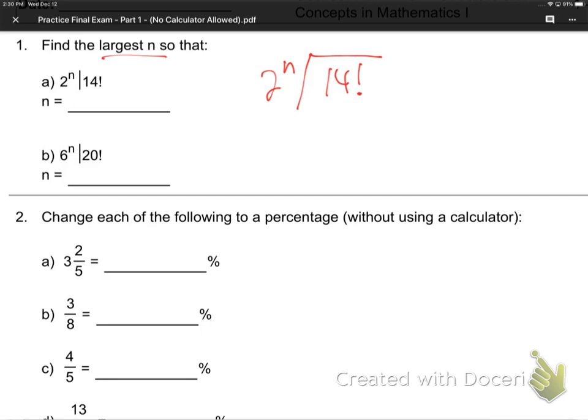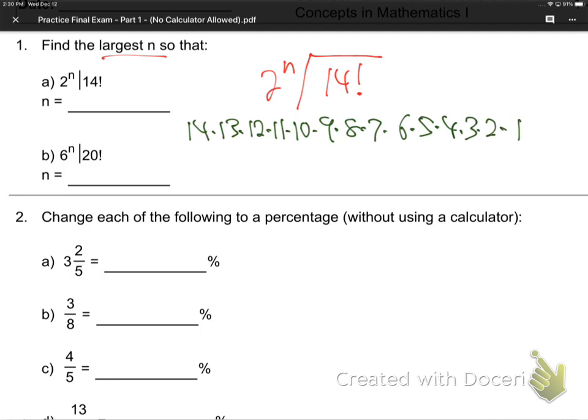Okay, so find the largest n. So how do we do that? Remember, what you've got to do is break down that 14 factorial into all of its little bitty pieces. So I'm going to do it over here where there's room. 14 times 13 times 12 times 11 times 10 times 9 times 8 times 7 times 6 times 5 times 4 times 3 times 2 times 1. So there's 14 factorial, 14 all the way down.